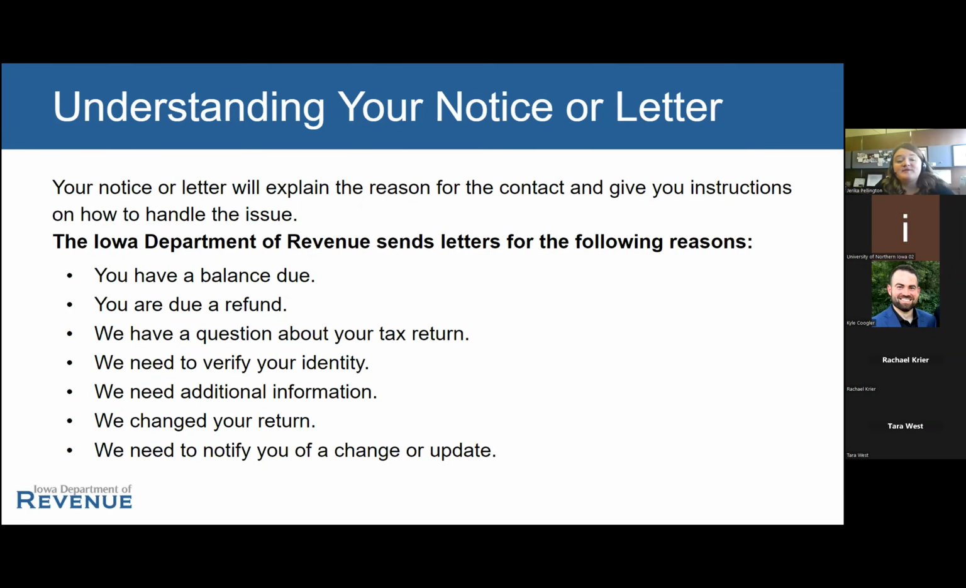I will tell you that we send letters for various reasons. I included some examples on the screen. So if you have a balance due, if you're due a refund, if we have a question, we need to verify your identity, we need more information from you, we changed your return, or if we need to notify you of a change or an update, that's an example of when you would receive a letter from us. Most of these letters that I'm talking about, they are available once you're logged into your GovConnect Iowa account.